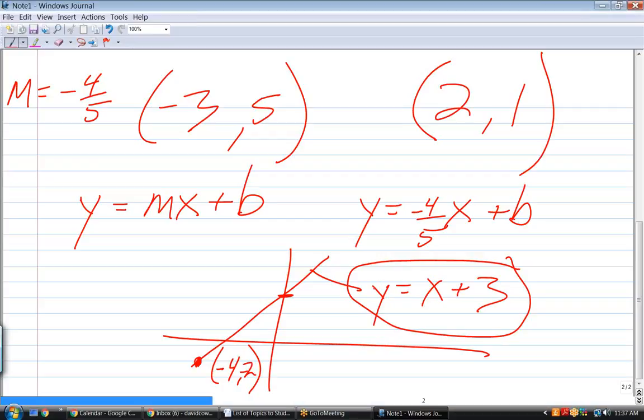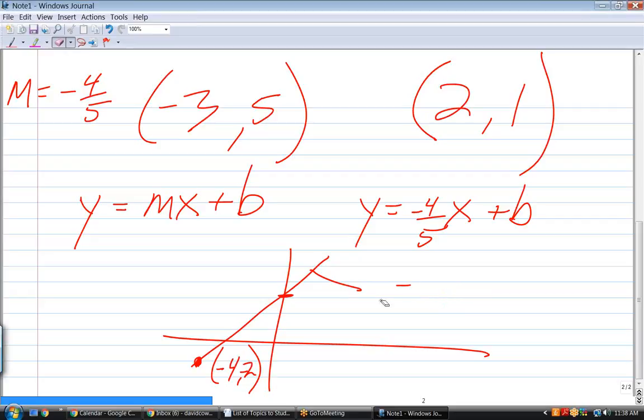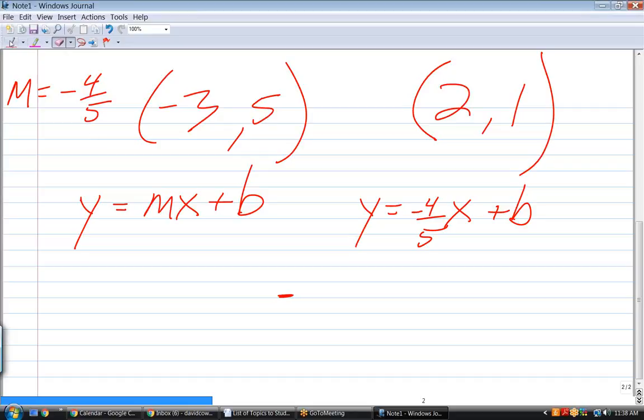I have to be able to plug in the y and the x value and have it be a true equation. You can tell that this point would not be on that line, because if I plug in minus 2 for y and minus 4 for x and do the math, I get minus 2 equals minus 1, which isn't right. So when I say a point is on a line, it has to fit the equation that we eventually come up with, meaning I have to be able to plug in x and y. So my problem here is to solve for b.